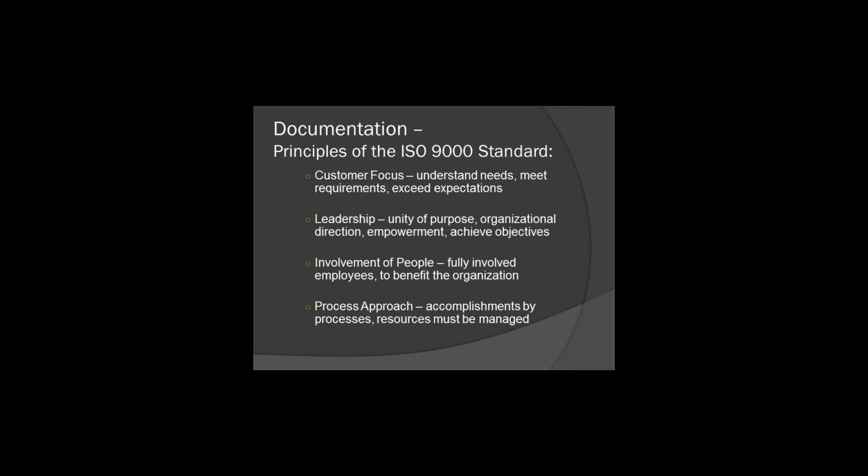Then there is a process approach, that is accomplished by processes. Resources must be managed. That is, whatever processes are carried out must be accomplished, and the resources must be managed in the proper manner. That is the process approach. That means there is a systematic approach by which the principles of the ISO 9000 standard will be carried out. So there are four parts. One is the customer focus, then there is leadership, then there is the involvement of the people, then there is a process approach.